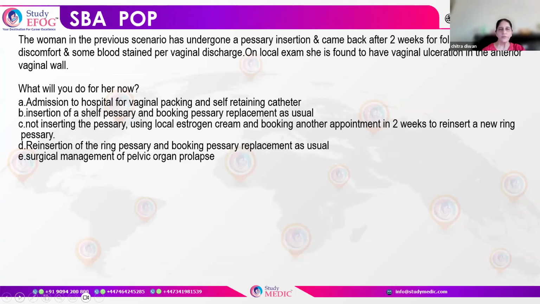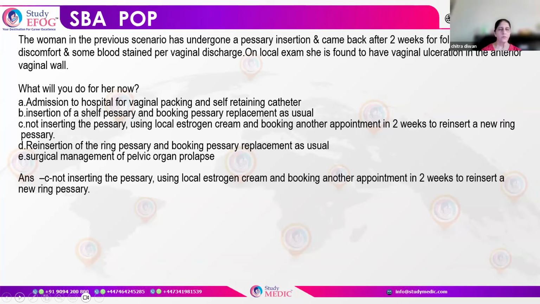Now this woman in the previous scenario got a shelf pessary inserted, and after 2 weeks, she has come back for a follow-up. This time she complains of mild discomfort and there is some blood-stained vaginal discharge. And when you see her locally, she has vaginal ulcerations. So what will you do for her now? Pause the video, look at the options. Remember, she is having trauma.